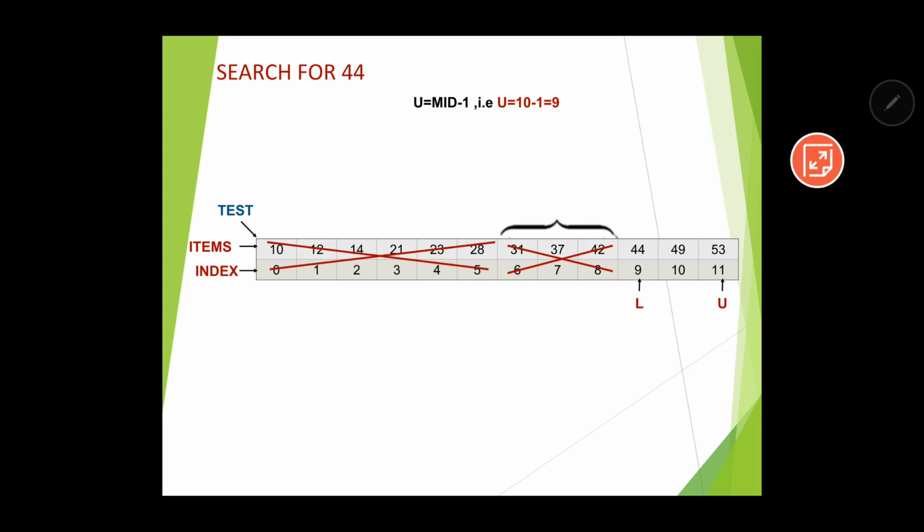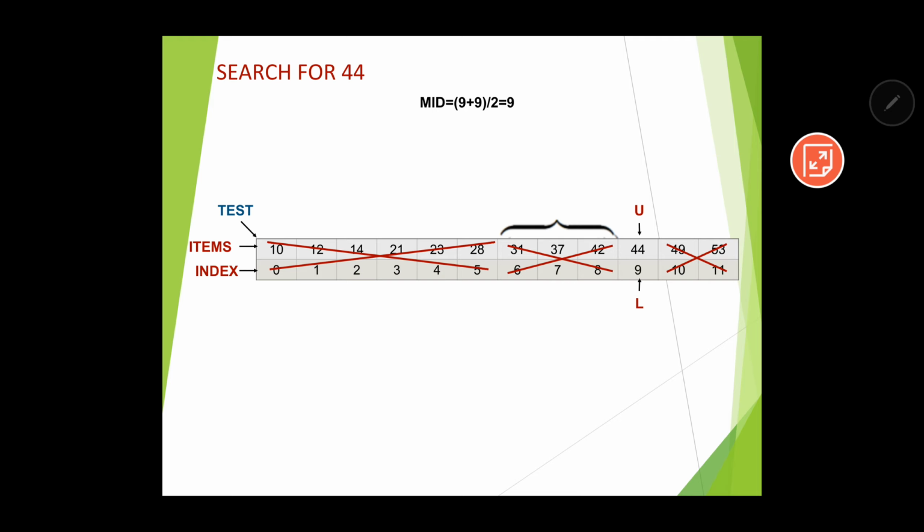So what will happen here? Now we will change the upper limit. So upper limit will be how much? Mid minus 1. We will need to exclude these two elements, and we are left with only how many elements? One element. So now lower limit is 9 and upper limit is mid minus 1; mid was 10, 10 minus 1 is 9. So we get the lower limit and upper limit as equal.